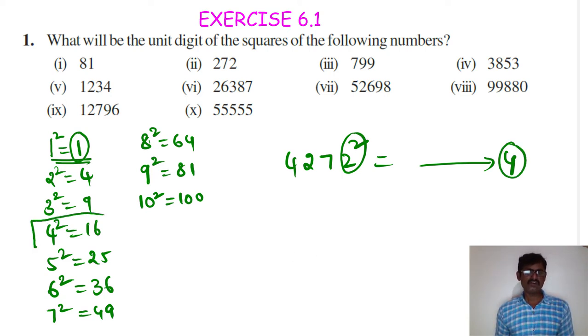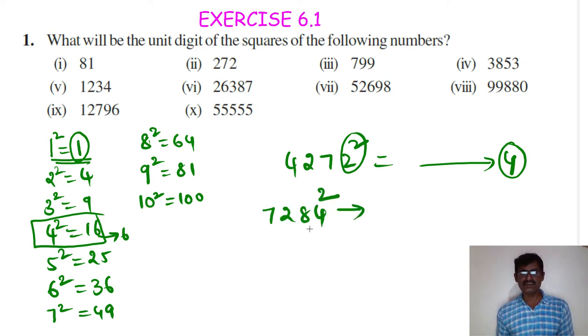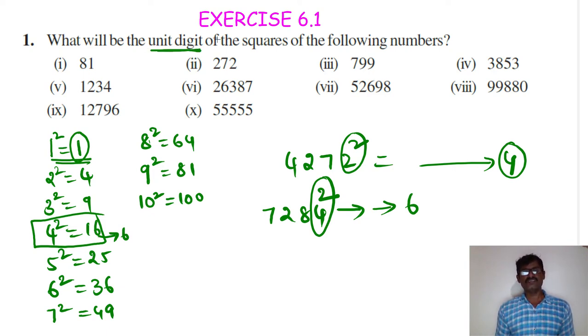Now if you observe 4 square equal to 16, the digit in units place is 6. So if you take any number with 4 as its units digit, suppose we take 7284, the square of this number, 4 square is how much? 16. In 16, what is the digit in units place? 6. So the digit in units place will be 6 for this number also. By using this strategy, we can find out the units digit of the squares of these given numbers.